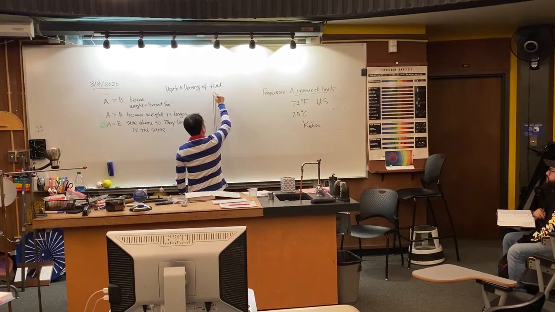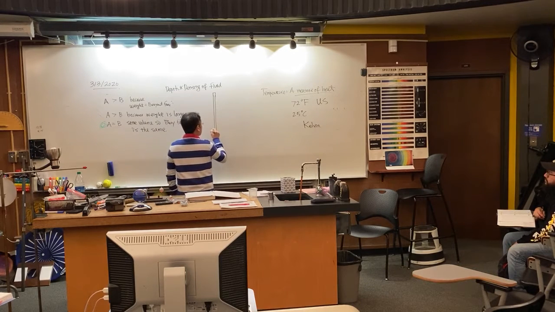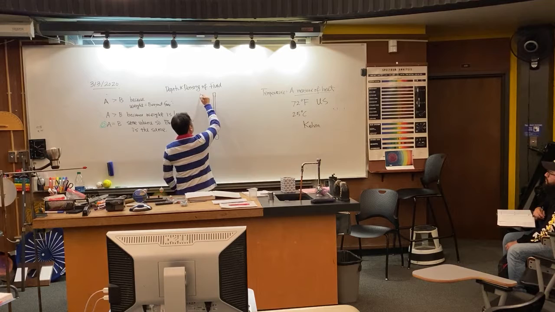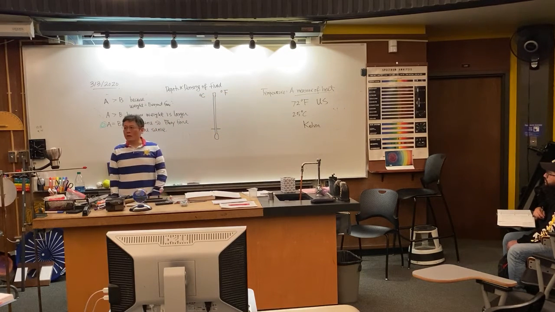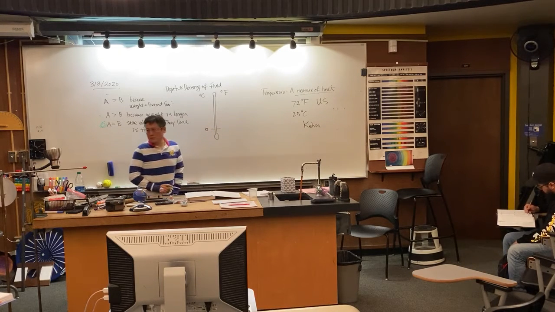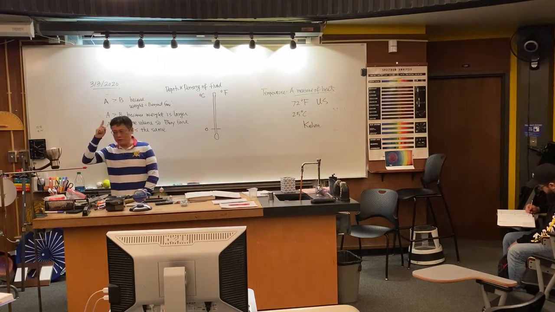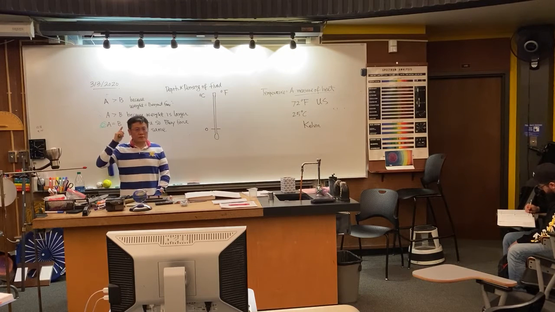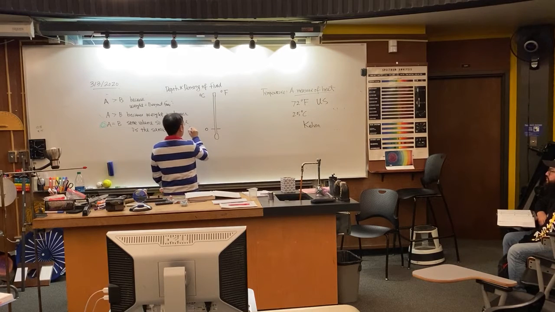If you have a thermometer, some of them will give you two different scales, one Celsius and one Fahrenheit, because most of the world uses these two units. Normally the Celsius scale starts from 0 degrees. The 0 degree is a very special temperature, it's the freezing point of water.